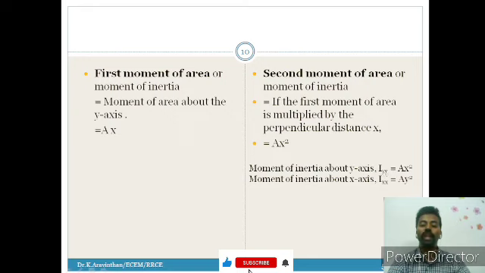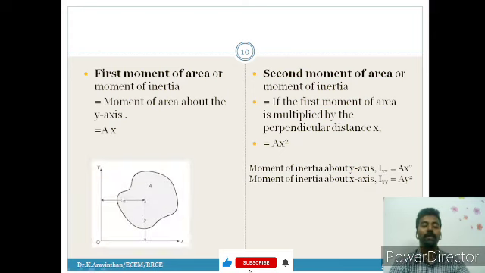If you are taking the y-axis, you have to take the x distance. And if you need moment of inertia about the x-axis, then you have to multiply area into y square. Note that if you need xx, you have to multiply y. If you need yy, you need to multiply with x. This is the thumb rule to identify quickly.